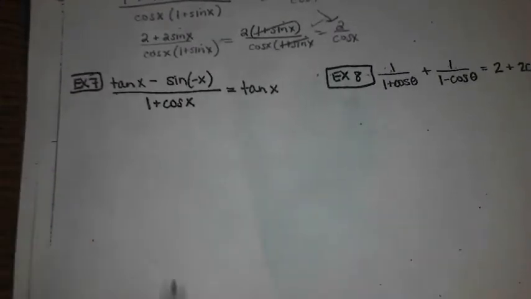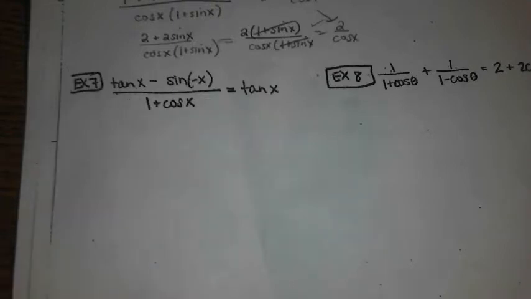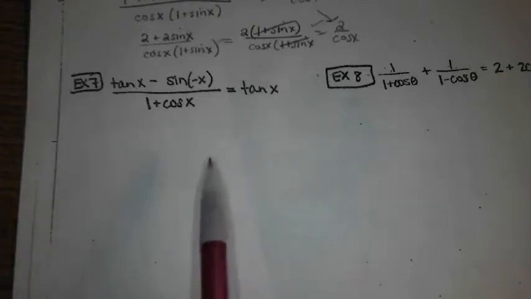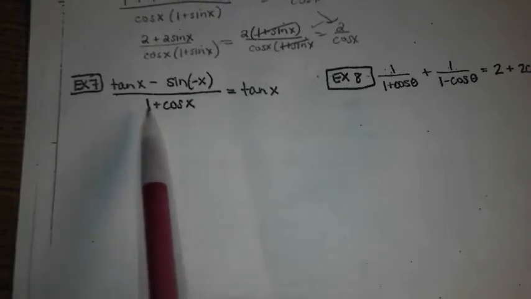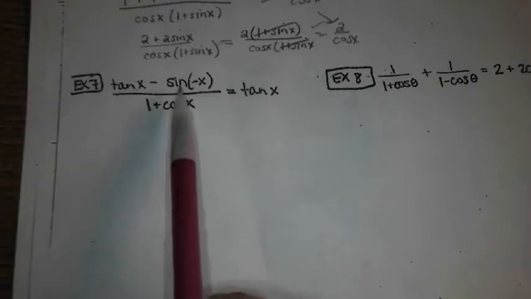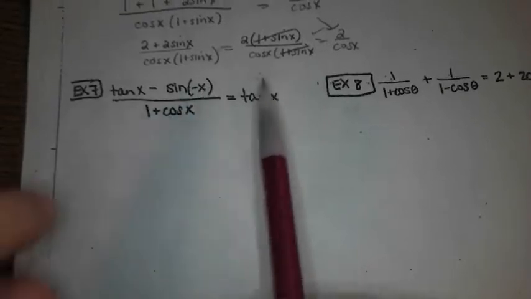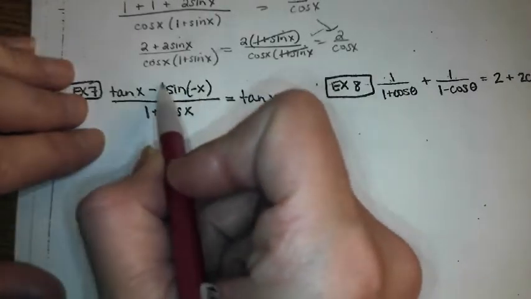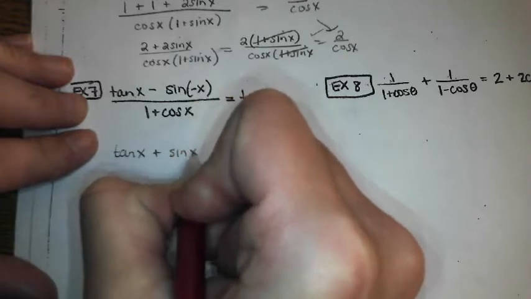Exercise 7. You've got a tangent. You could try sine over cosine, but you'd have a complex fraction, which I want to stay away from. One technique that can tend to be helpful is multiplying by conjugates of a denominator, and I'll show you in a minute what that does for us. Before doing that, though, I'm going to capitalize on the fact that sine is odd, so that negative would come out in front, and it would change this to a plus sine x.